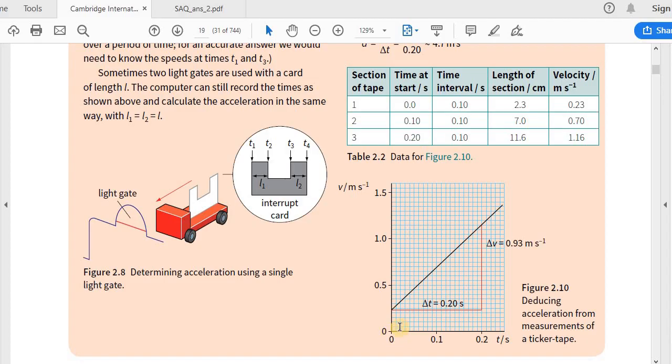So at 0, this is velocity, sorry, so the 0.23. Okay, so there. Then when the time interval is 0.1, then it is this value, which is 0.70. Then when it is 0.2, it will be 1.16, so somewhere there, 1.16.